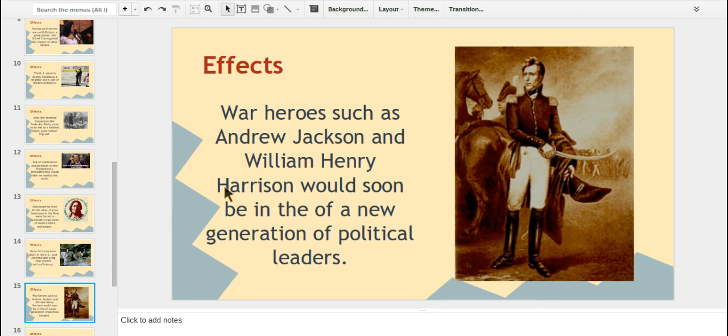I'm pretty sure I misspelled that, or I miswrote this, but war heroes such as Andrew Jackson and William Henry Harrison would soon be in the new generation of political leaders. Yeah, there's definitely some typos there. I will fix that. But you got the picture of Andrew Jackson here.